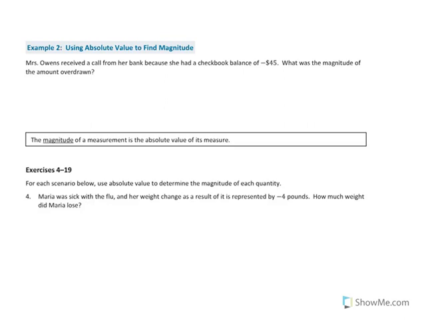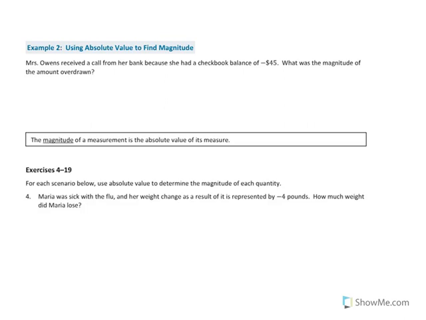So Mrs. Owens received a call from her bank because she had a checkbook balance of negative $45. That means she owes money. That means she withdrew and there wasn't enough money in the bank to cover something that she withdrew, either with a debit card or with a check. So now her bank account balance is negative $45. So what is the magnitude of the amount overdrawn? That means how much money is she overdrawn?